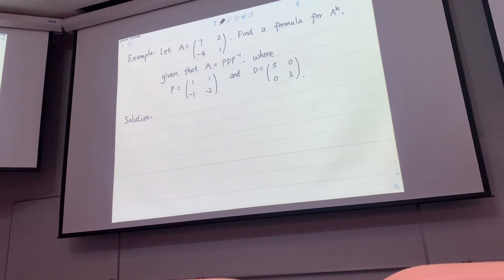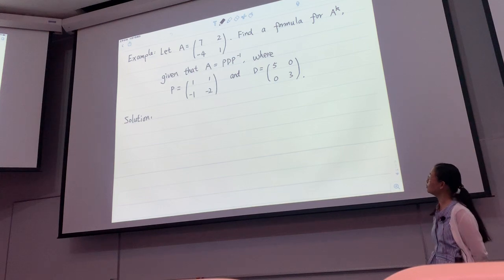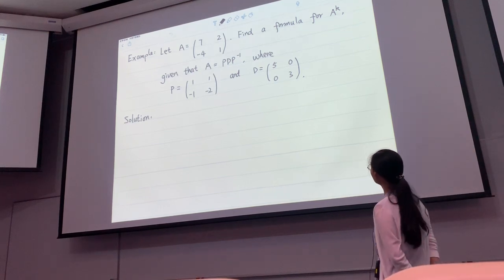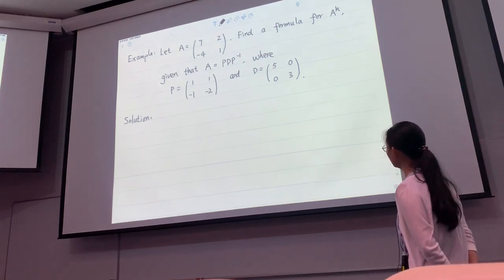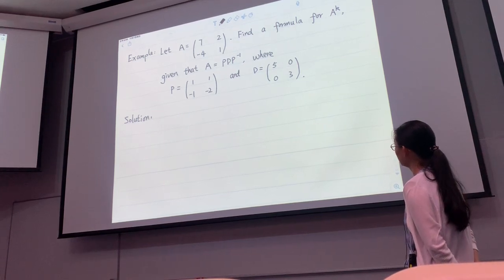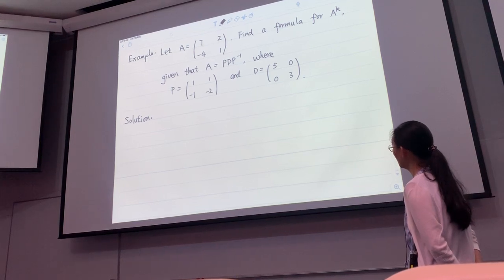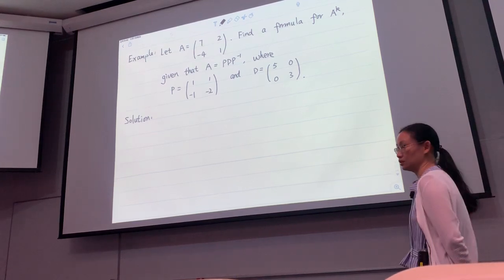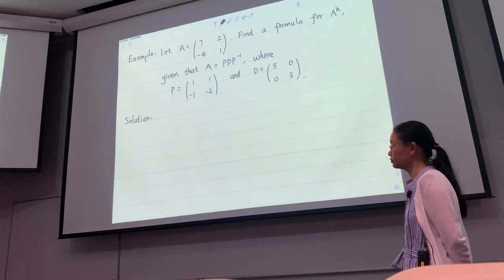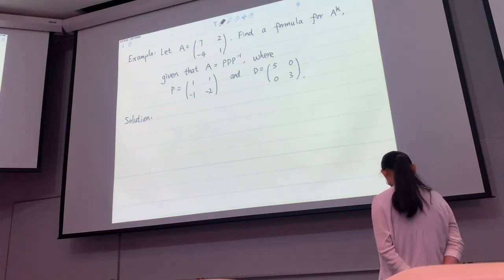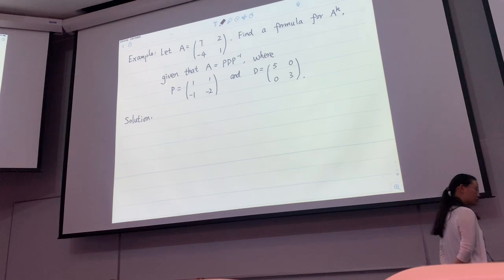Now, let's see this example. Let A equal to this matrix, 7, 2, negative 4, 1. Find a formula for A to the power k given that A equals P D P inverse, where P is equal to 1, 1, negative 1, negative 2, and D equals 5, 0, 0, 3. So let's see this special example and do some calculation. We do it together here.